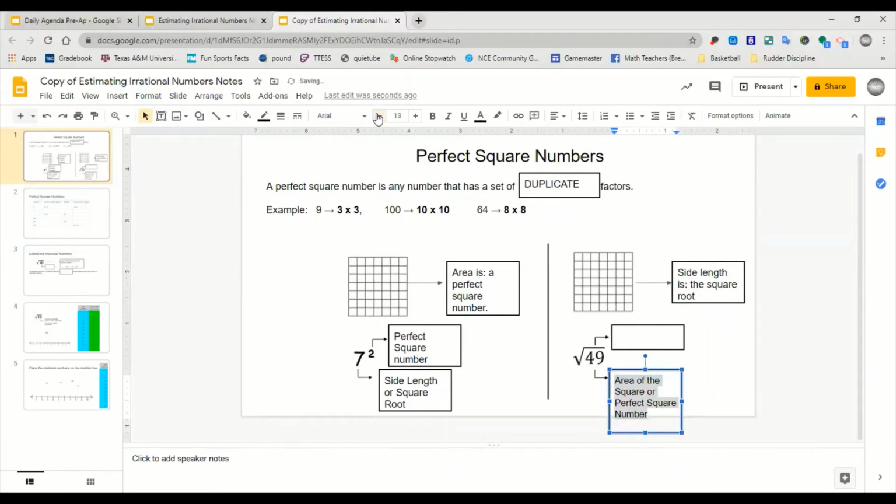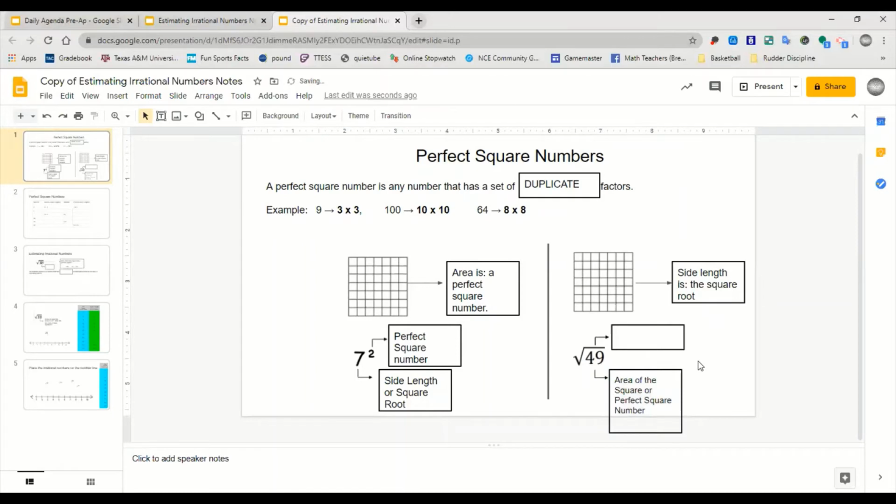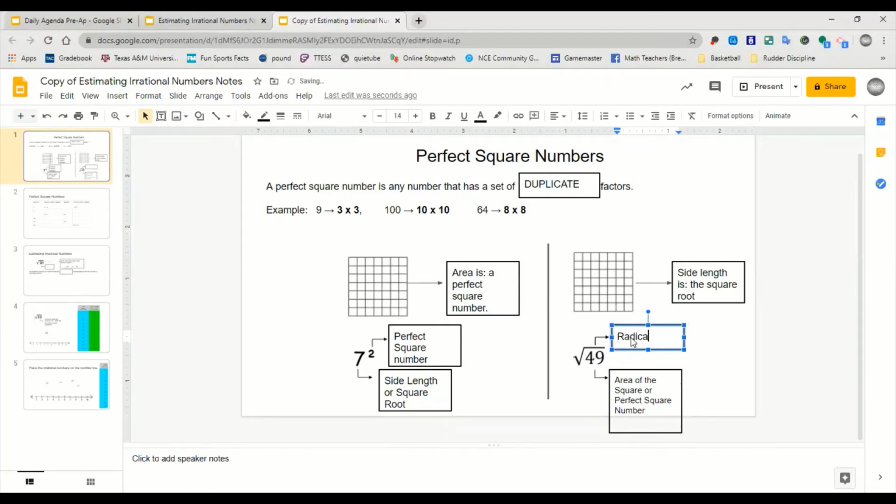So I'm going to make this smaller so you guys can see it. That's the perfect square number, right? And then what we get out, this is what we call the square root symbol or the radical. So sometimes it's called the radical or square root.